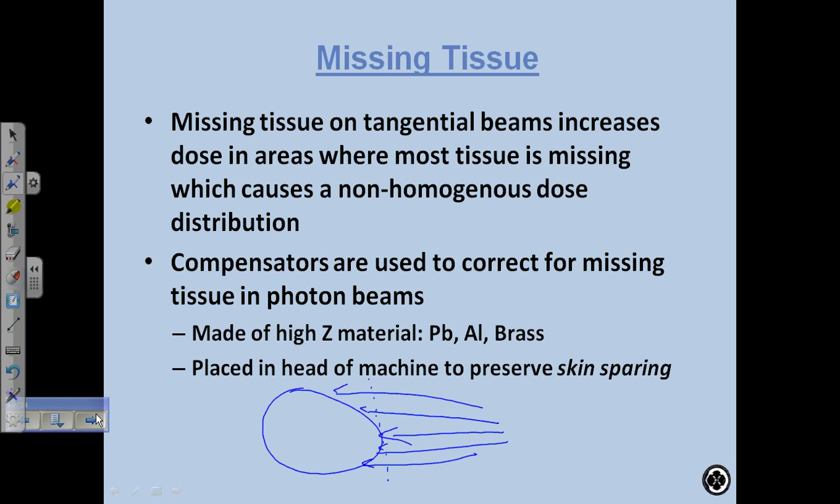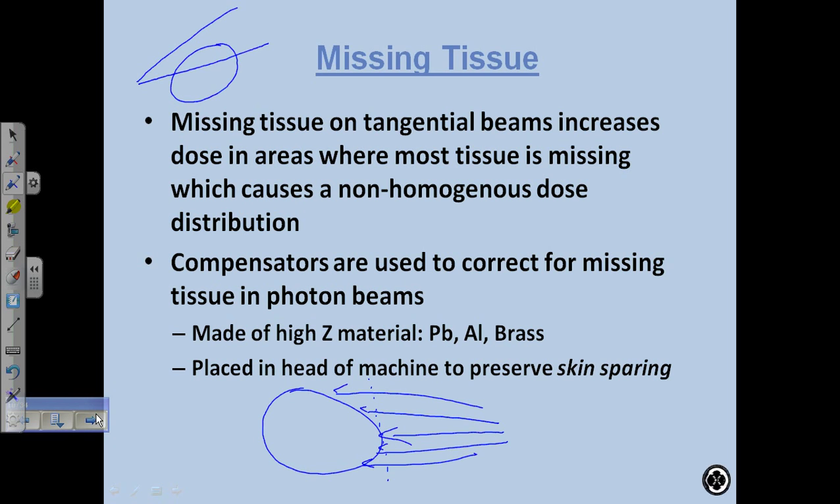So missing tissue on tangential beams, for example, increases dose in areas where most tissue is missing, which causes a non-homogeneous distribution. So if this beam goes all the way out, do you guys know what tangential is? A tangential beam is a beam that part of it hits the patient and part of it hits the air. Okay? So it's like a grazing beam. And we do this for breasts. That's how we treat our breast patients. Part of it goes through the breast tissue, and then part of it is open so that when the patient breathes and goes up and down, we're always treating the entire breast. So those are the tangential beams.